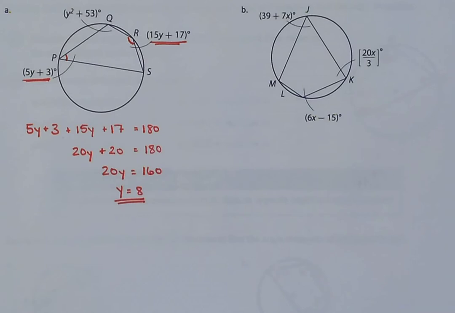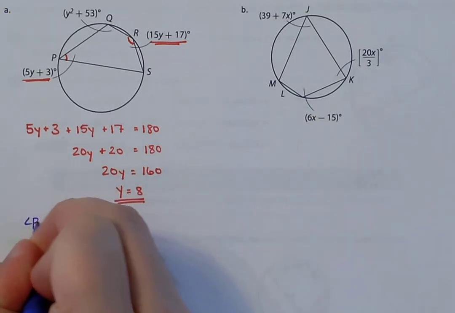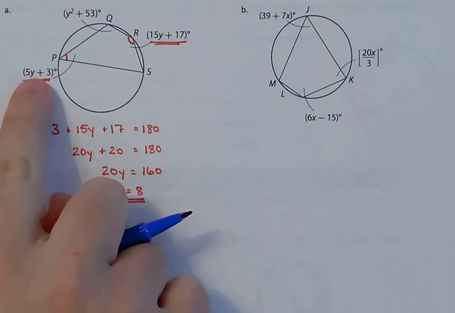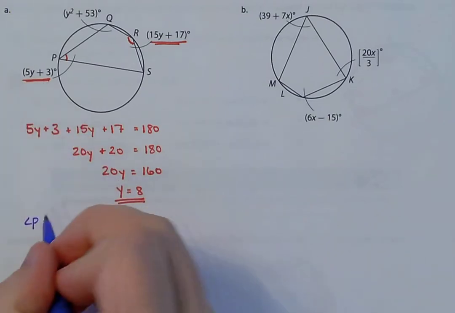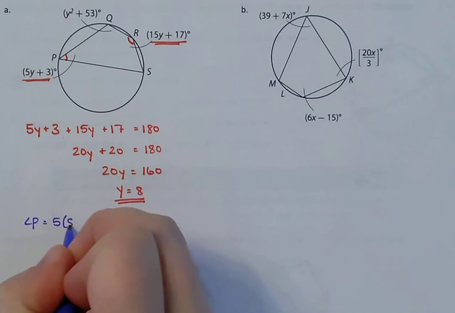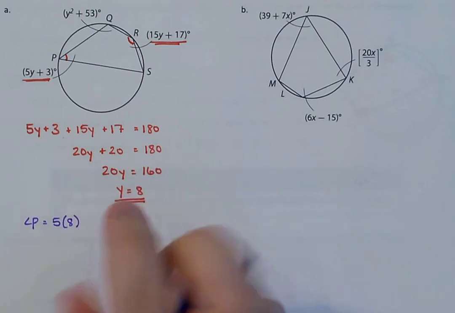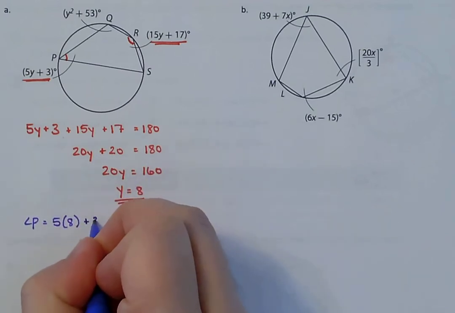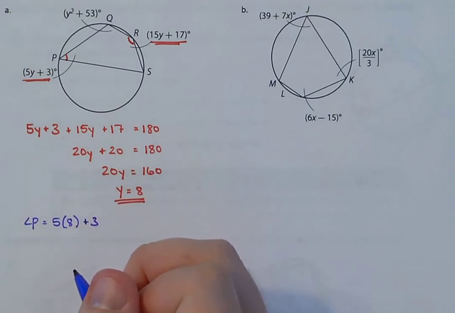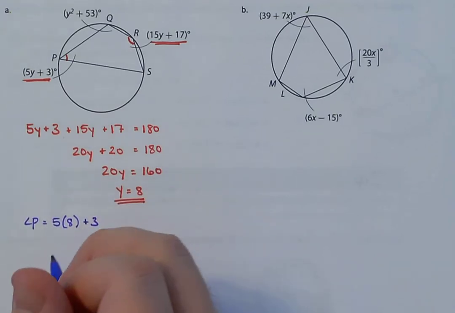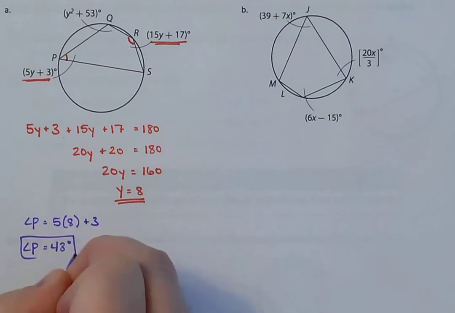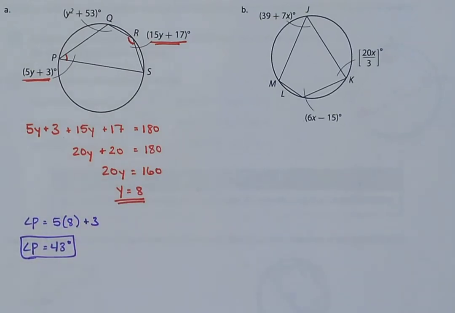If we start with the measure of angle P, so P is 5y plus 3. So we're going to do 5 times 8, because that's the value of y, plus 3. So if we do 5 times 8 plus 3, 5 times 8 is 40, plus 3 is going to tell us that angle P is 43 degrees.